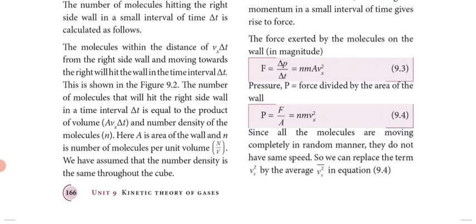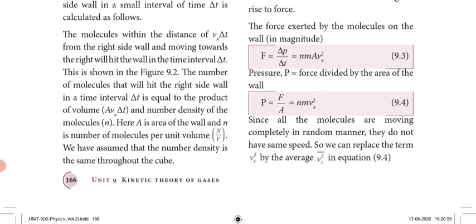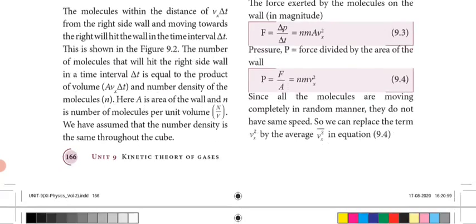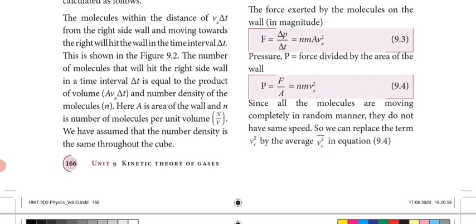Now the number of molecules hitting the right side wall in a small time interval, that is del t, are those within the distance of vx del t from the right side wall moving towards it. So what is the distance? Velocity is nothing but distance by time taken. So the distance is velocity into time taken. Here we take the velocity in the x direction as vx, and the time taken as a very small time interval, that is del t.